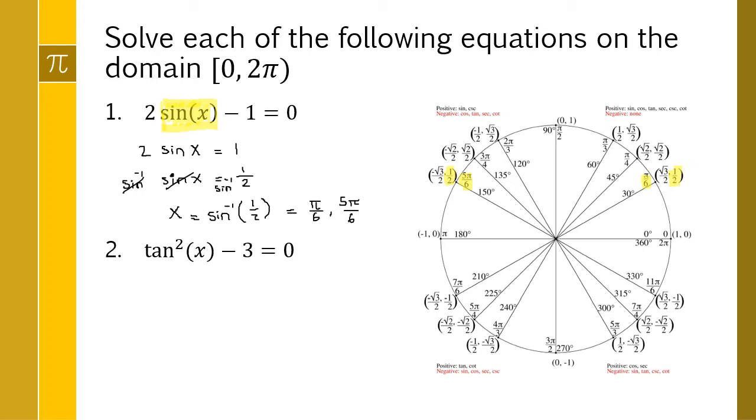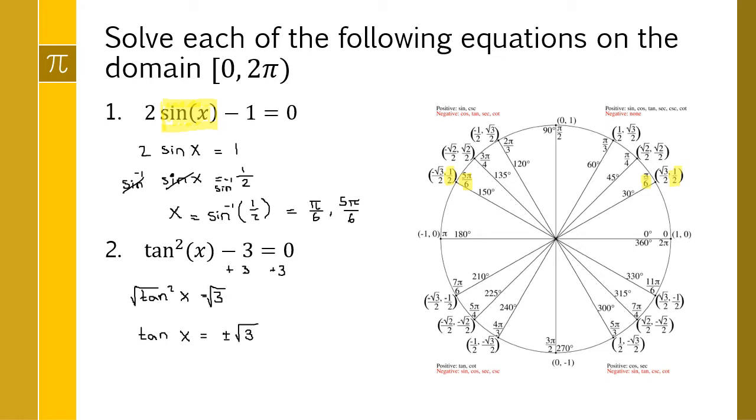Another example here, I have tangent squared of x minus 3 equals 0. So again here I need to get the trig function alone. So I would add 3 to both sides, and that will give me the tangent squared of x is equal to 3. And I don't just want tangent squared, I want tangent alone. So I'm going to take the square root on both sides. And that will give me the tangent of x, not tangent squared, just the tangent anymore, that was the whole point, is equal to plus or minus the square root of 3.